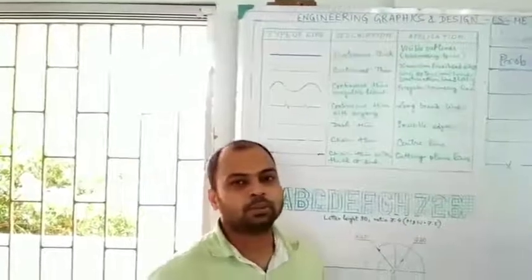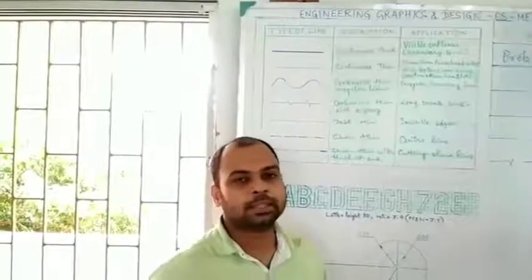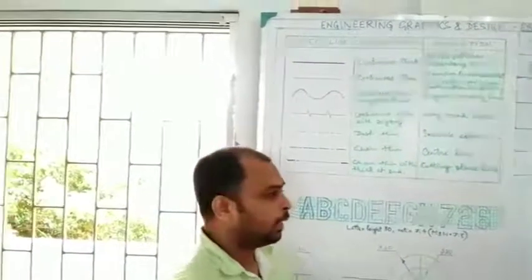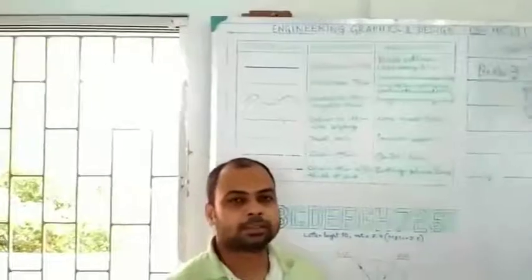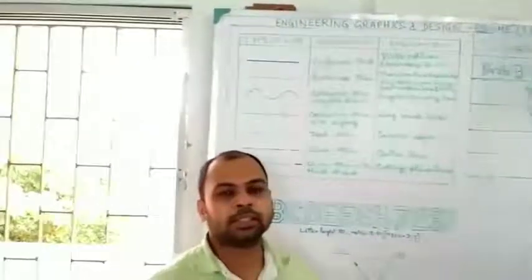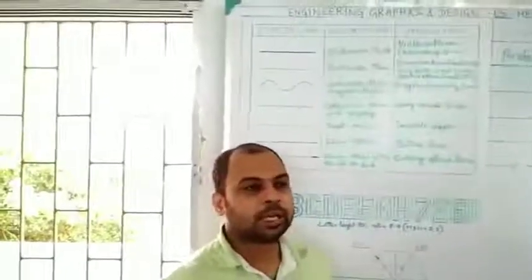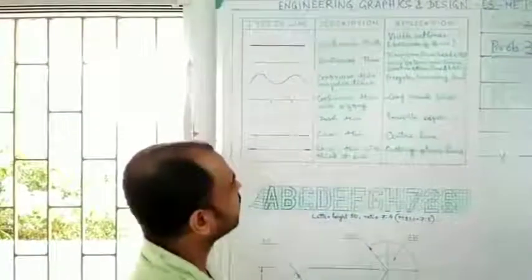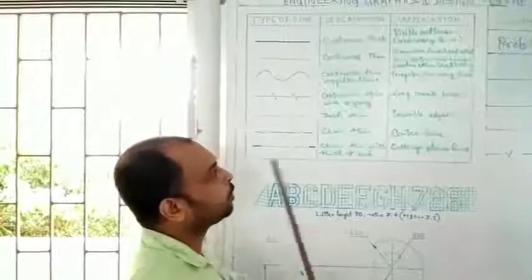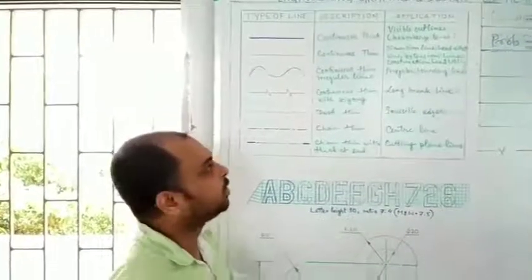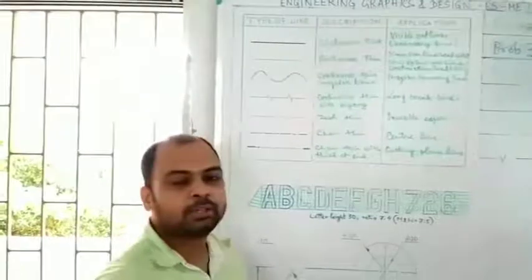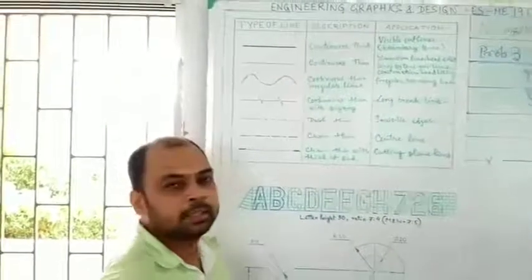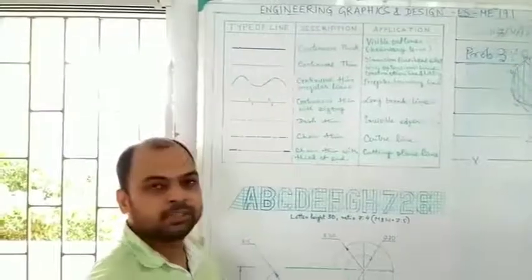So in our first module, we have lines and lettering. As you can see, without the help of lines, you cannot proceed in engineering drawing. So lines are the basic things in an engineering drawing. We have some special or popular lines in engineering drawing, which we will be extensively using in our daily engineering drawing.